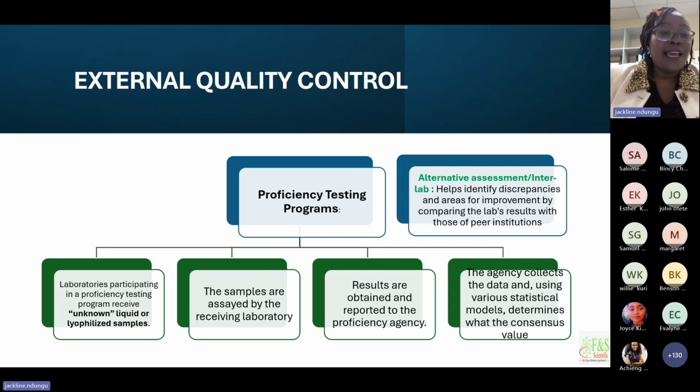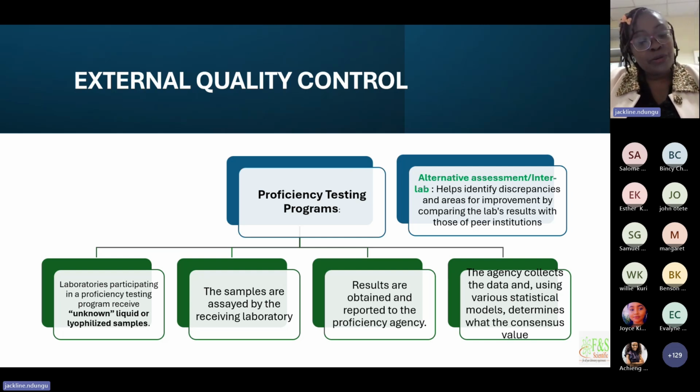After the material is analyzed, you send the results back to them. Then they compare these results with the peers. For instance, Aga Khan, Nairobi Hospital, the UK, the US. They compare how you have performed, and they give you results as per how you have performed against the peers.